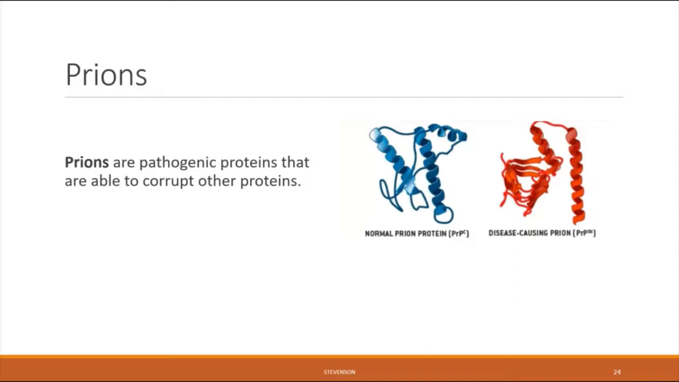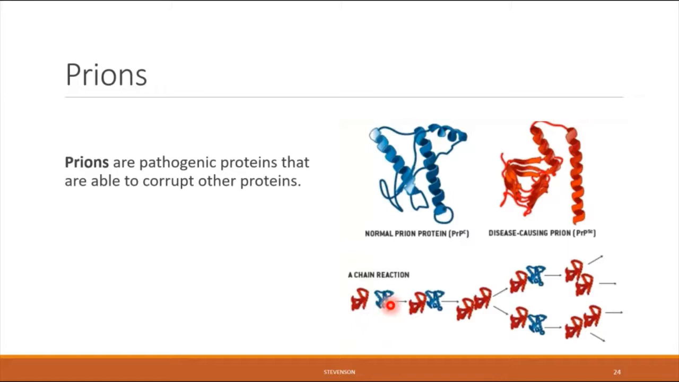So here we have displayed a normal protein, and here we have an infectious disease-causing prion protein. And what the prion protein is able to do is interact with the normal protein and essentially transform it and corrupt it to turn it into a prion protein. And then that prion protein can repeat the same process, and it can go on and on and on. And eventually, enough proteins have been corrupted that it can cause neurodegeneration of the brain. In fact, every prion disease that is known affects the nervous system and causes gradual deterioration of the nervous system.